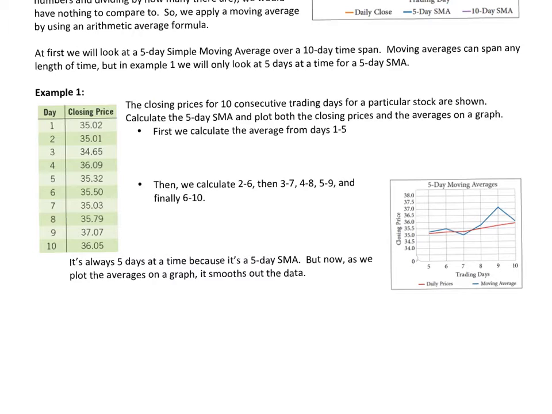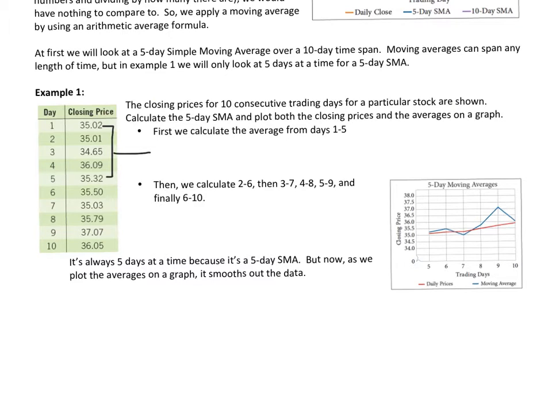When you do a simple moving average, the first thing you do is the average of the first 5 prices, so 1 through 5. So we're going to calculate that average.